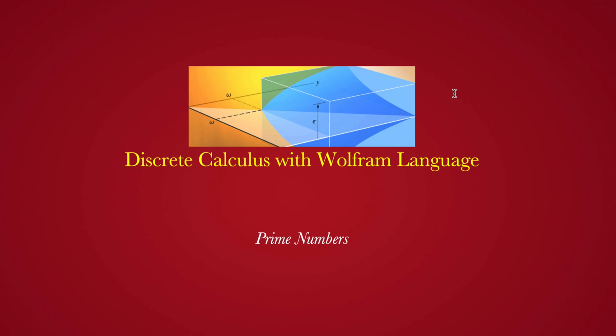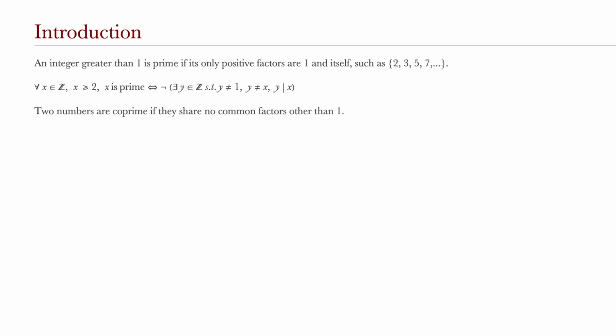I'm Alistair Forsyth, and today's video will be going over prime numbers. A prime number is an integer greater than 1 whose only positive factors are 1 and itself. In other words, an integer greater than 1 is prime if and only if its only positive factors are 1 and itself, such as 2, 3, 5, 7, 11, or 13.